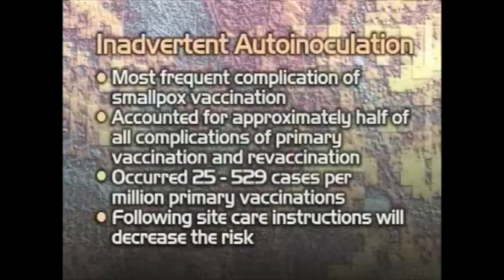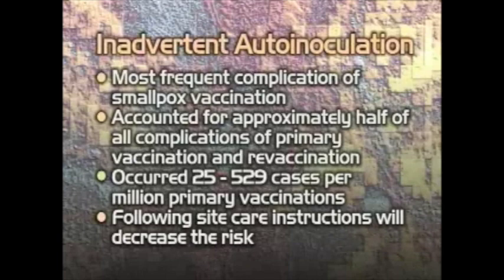Beginning about 4 days after vaccination, vaccinia virus is present at the site of inoculation. If the lesion is touched, virus can be transferred to another part of the body. Transfer or auto-inoculation of vaccinia from the vaccination site is called inadvertent auto-inoculation. This is the most frequent complication of smallpox vaccination.